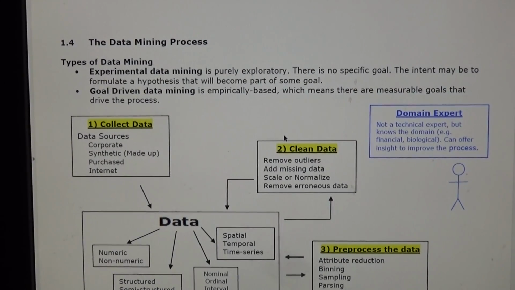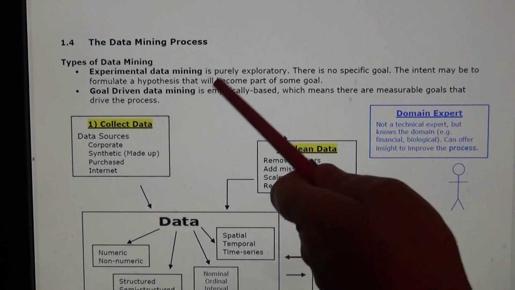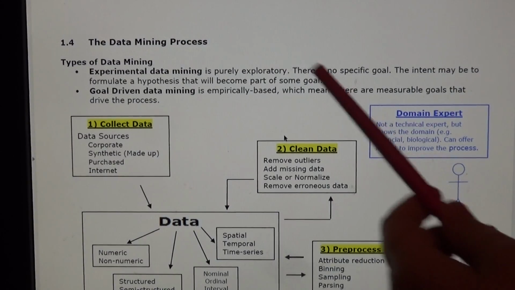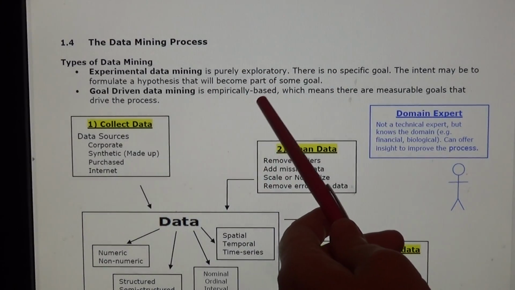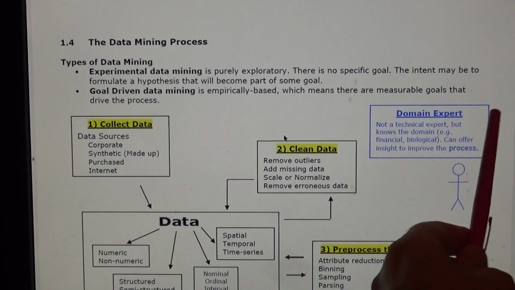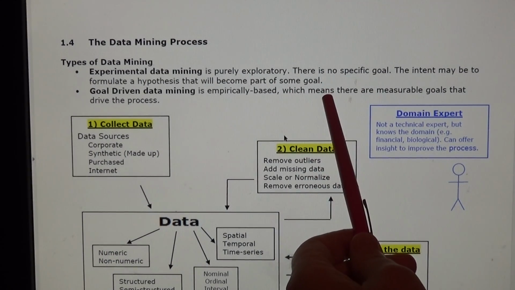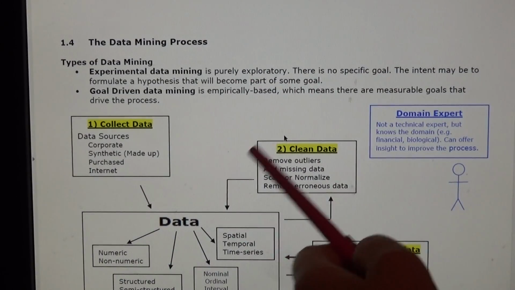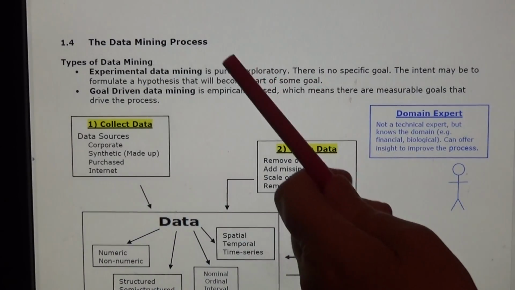Okay, the data mining process involves several steps here, and we really have two different flavors. One's what's called experimental data mining, where you're just exploring. You might not have a goal, and you have a data set, you're crunching on the data set, and you don't know what you're going to come up with, so you're just trying out different things. Goal-driven data mining is empirical based, which means we have measurable goals, a little bit more formal in the approach here. Okay, and this table shows a lot of aspects of the data mining process.